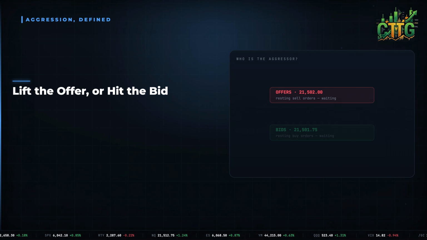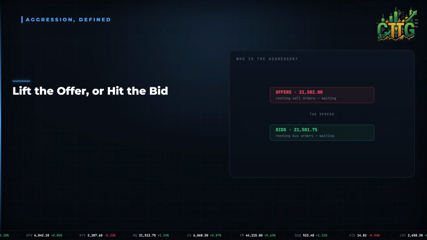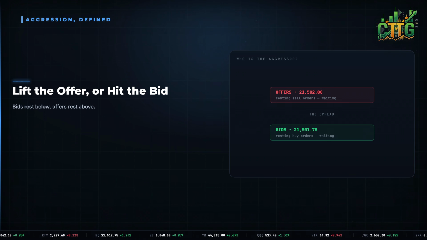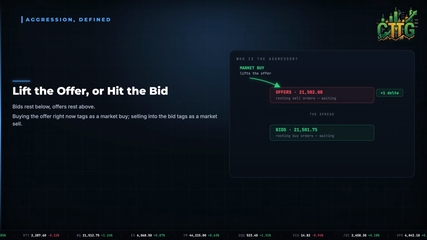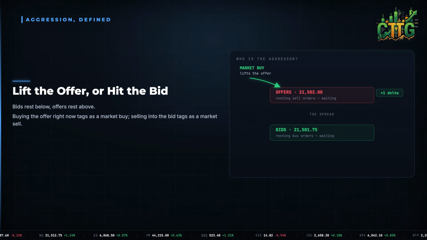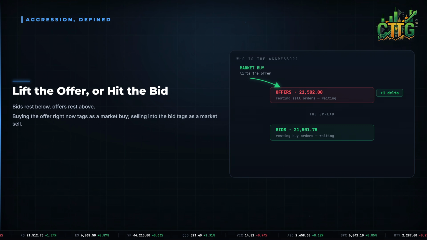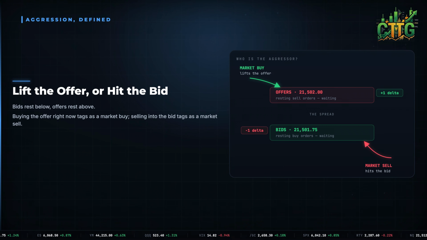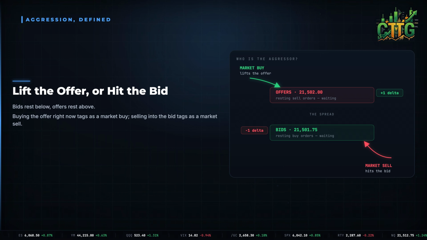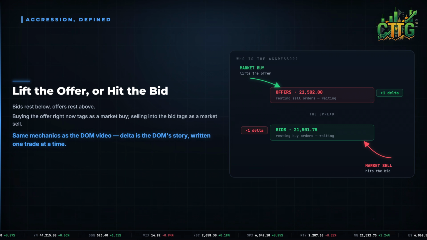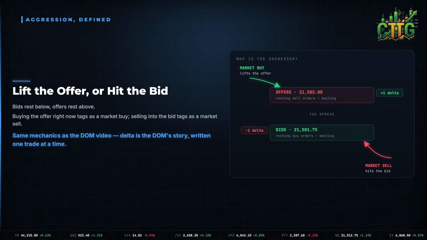Aggression has a precise meaning here. It's not a feeling. The order book rests at 2 prices, bids below, offers above. If you want in right now, you buy the offer. That trade tags as a market buy. If you want out right now, you sell into the bid, a market sell. That's the whole classification. If this sounds familiar, it's the same mechanics from the DOM video. Delta is the DOM story, written down one trade at a time.